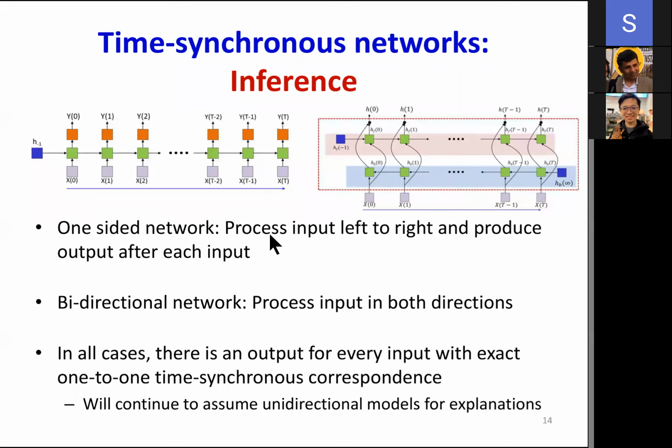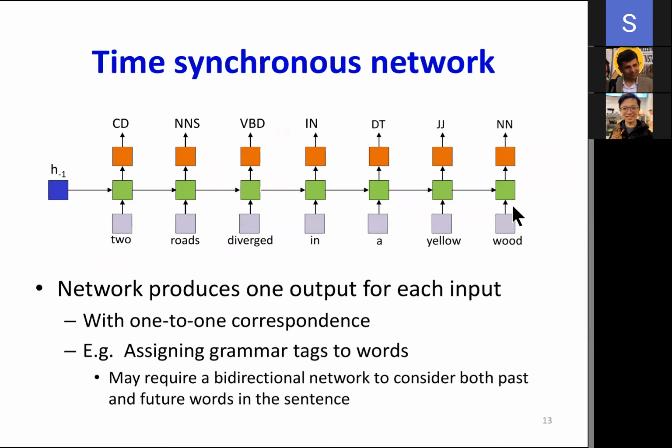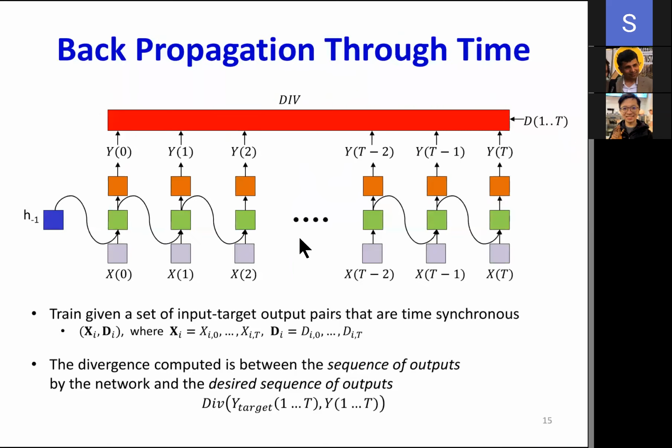Now, this kind of problem, the network could be unidirectional or it could be bidirectional. It doesn't really matter. The key point is that corresponding to each input, you have one output. Just for the purpose of explanation, I'm going to assume a unidirectional network, but clearly in a problem such as part of speech tagging, you really want the network to be bidirectional because words in the future affect the classification of the words at the current time.